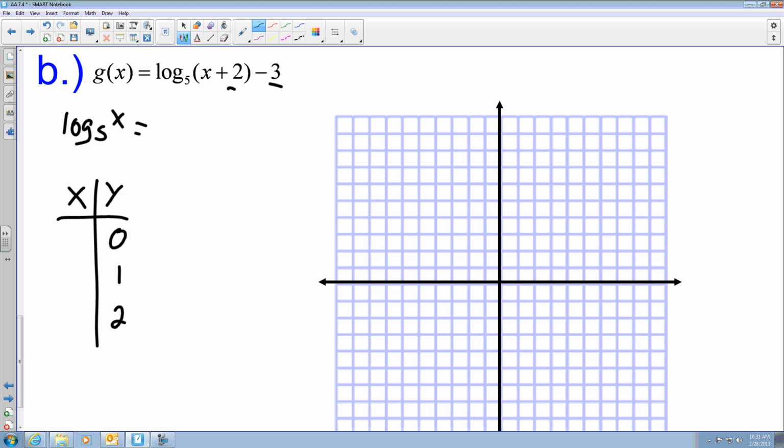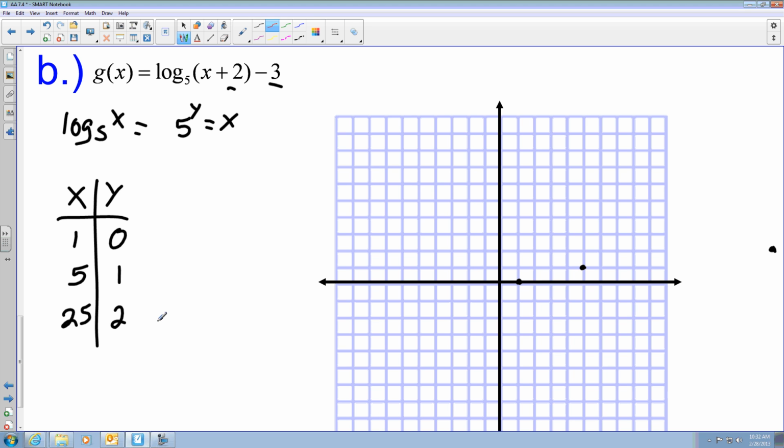So I'm going to rewrite this as 5^y = x. So if my y is 0, my x is 1. And then if my y is 1, my x is 5. And if my y is 2, my x is 25. So plotting these points, I got (1, 0). I got (5, 1). And then I got (25, 2), so that's way out here somewhere.